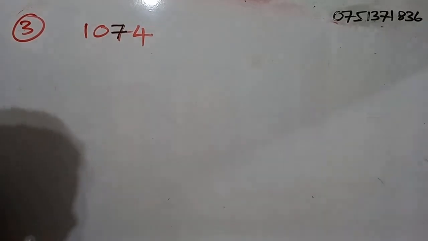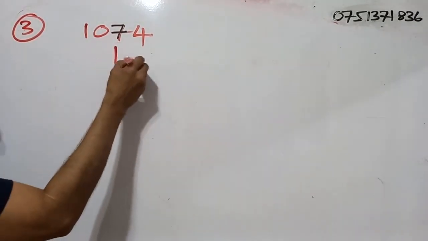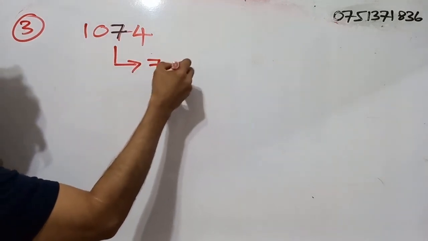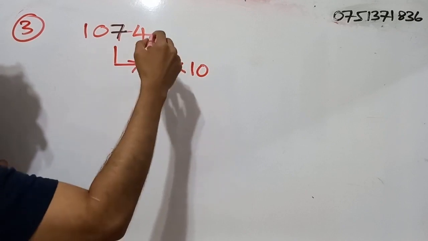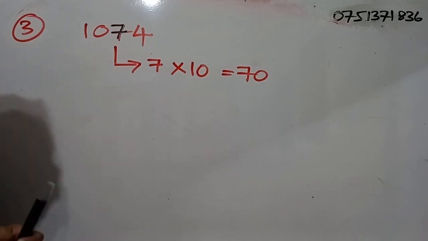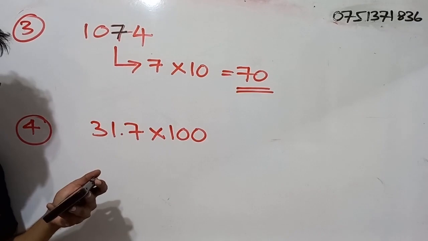Right. So here we have the number 7. So that is on the tens place. So we have to calculate the value. So what do we need to do? The digit is 7. The place value is 10. So 7 into 10, what is that? 70. So what is the answer? 70.